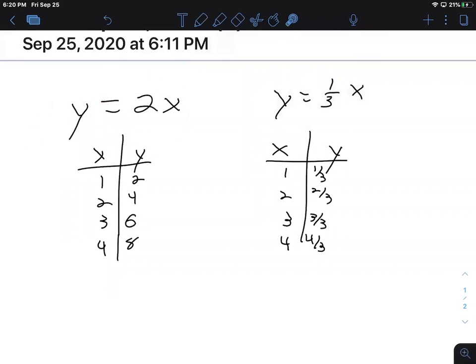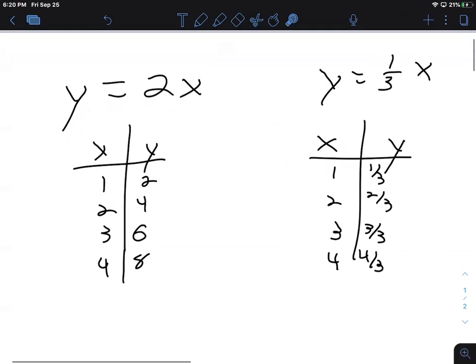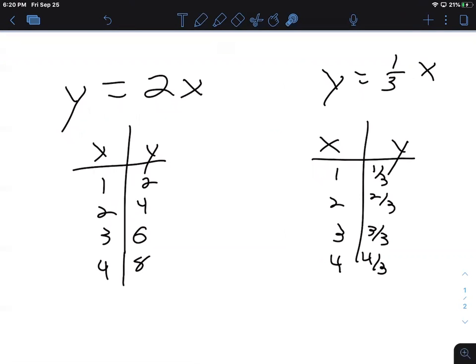I've got two equations. They're both linear equations. I have y equals 2x and y equals 1/3 times x. And I've drawn a table showing some of those values. So when x is 1, y is 2, x is 2, y is 4. Hopefully you're good with that. And this would be called a directly proportional relationship because this is just an x over here.